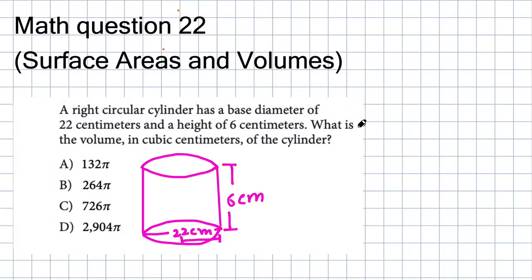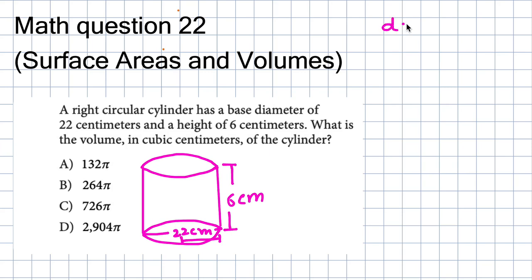Okay, question number 22 from the SAT series is from surface areas and volumes. A right circular cylinder has a base diameter of 22 centimeter. So cylinder is a 3D figure, and if you see its base, it's a circle, right? So this is the base of the cylinder, which is a circle. It has a base diameter of 22 centimeters.